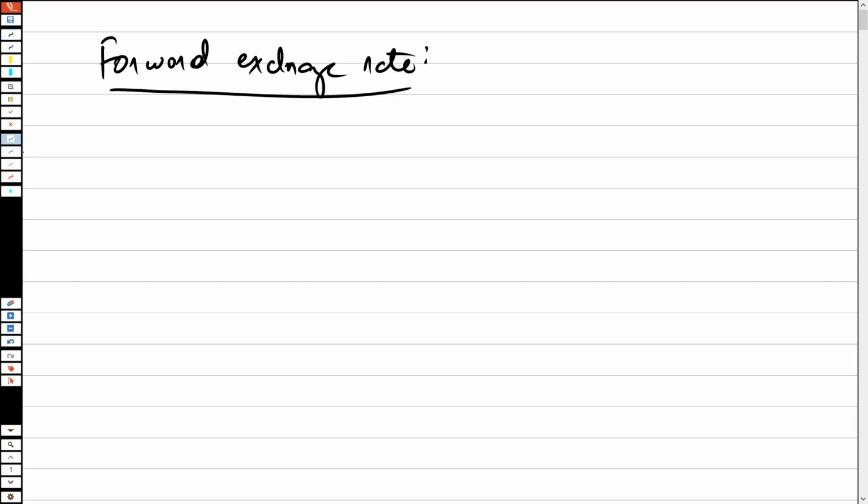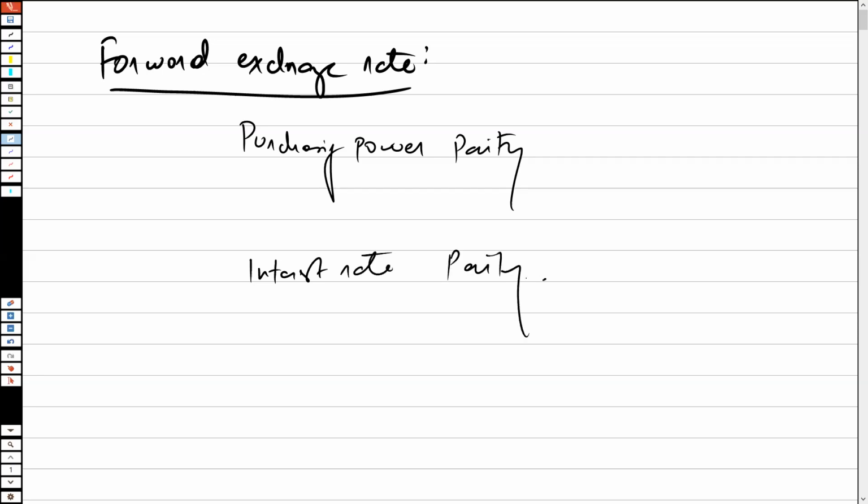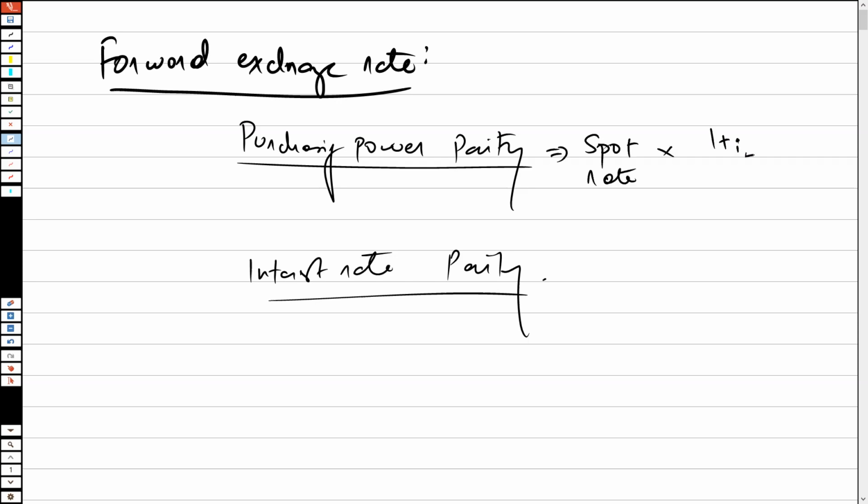if you have to calculate the forward exchange rate, we use either the purchasing power parity theory or the interest rate parity theory. So let's discuss it. Under purchasing power parity, the spot rate is multiplied by 1 plus inflation in the local currency divided by 1 plus inflation in the foreign currency.